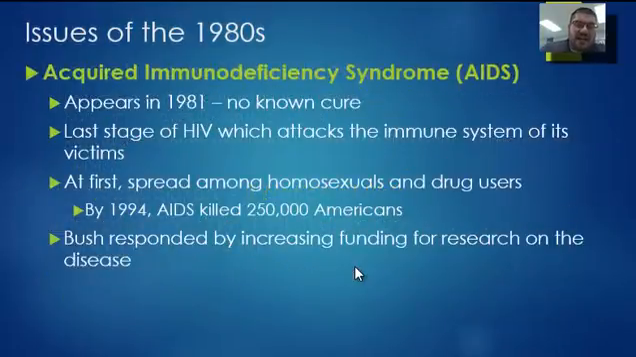And finally, we have the AIDS virus, which stands for Acquired Immunodeficiency Syndrome. It's the last stage of the HIV virus, which attacks the immune system of its victims. At first, it was spread among homosexuals and drug users, but by 1994, AIDS had killed 250,000 Americans. Reagan didn't do a lot. He didn't see it as the government's problem or position to help with this.